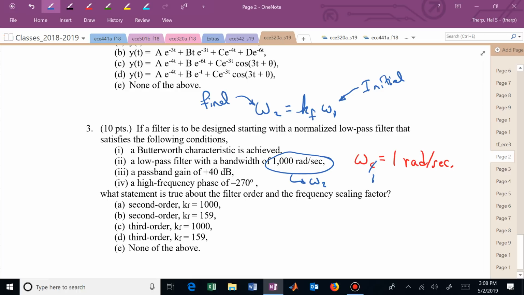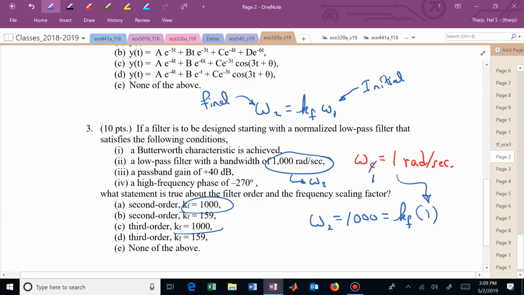And now it's, I think, pretty clear that omega sub 2 equaling 1,000 is k sub f times 1, which is now our omega sub 1. And we can solve for k sub f by dividing by 1. So now we know that k sub f is 1,000, and now you're looking at, oh, maybe A or C are possibilities. Now you're saying, okay, how do I determine filter order?